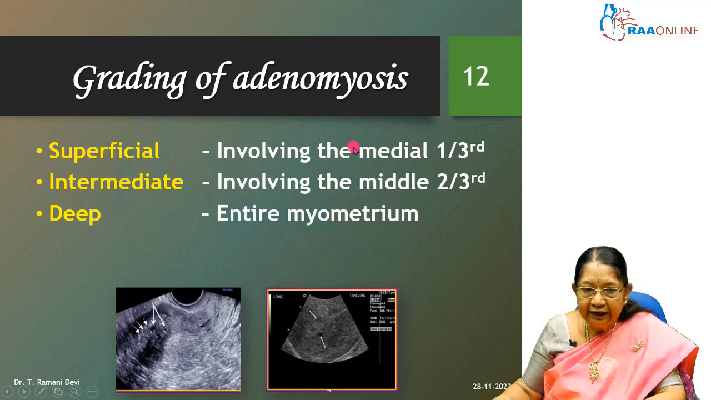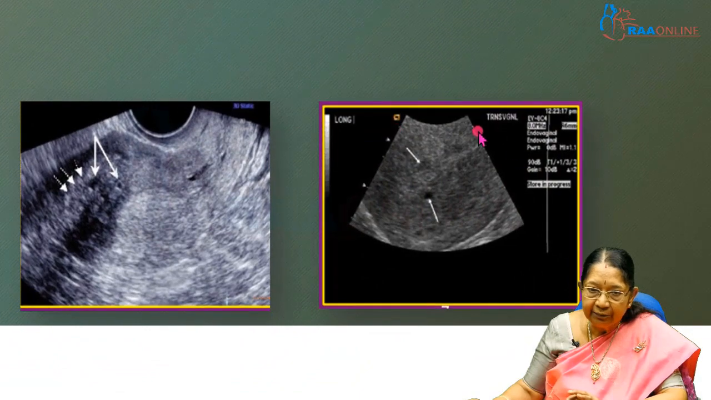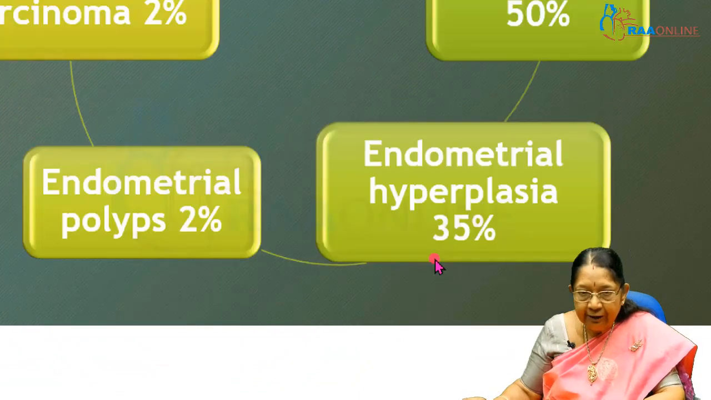So the grading is, when it is involving the inner 1/3, it is superficial. From inside outside we have to go. Involvement of the middle 2/3 is the intermediate type, and when the entire myometrium is involved, it is severe grade.